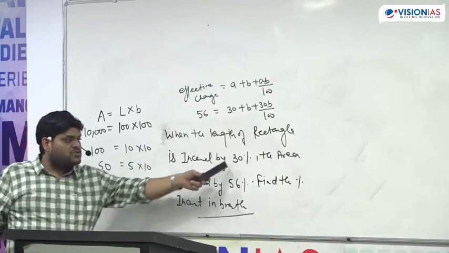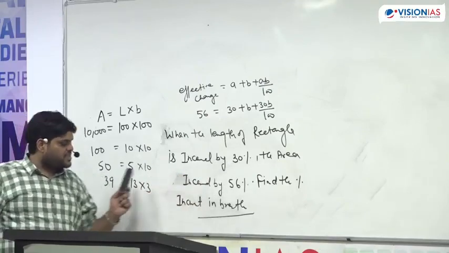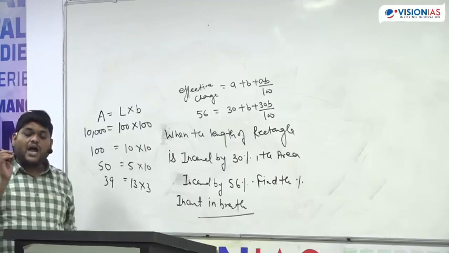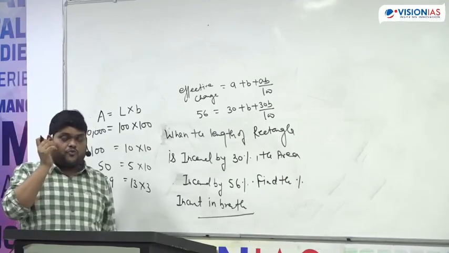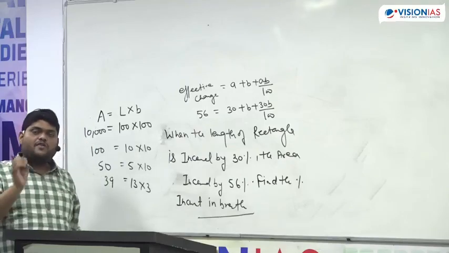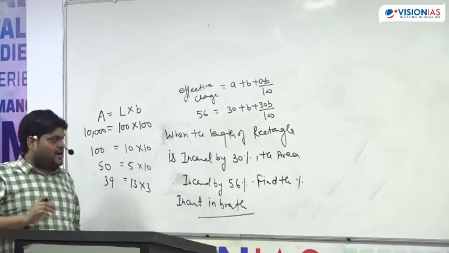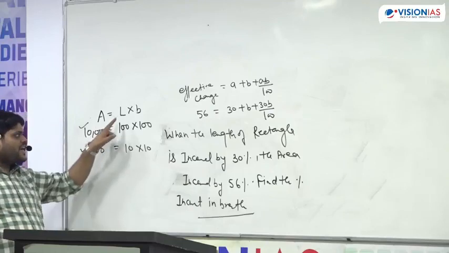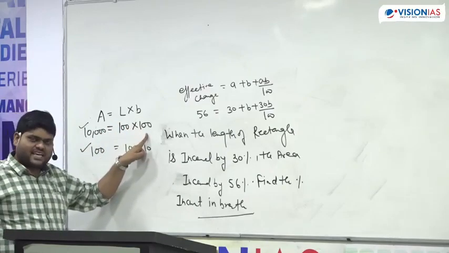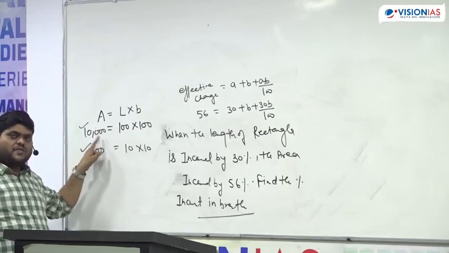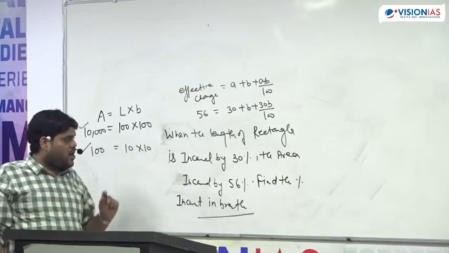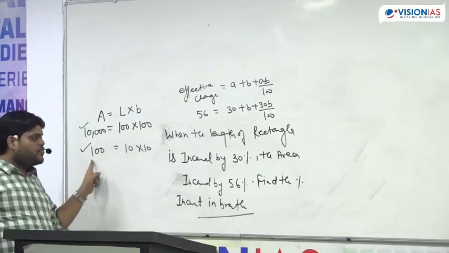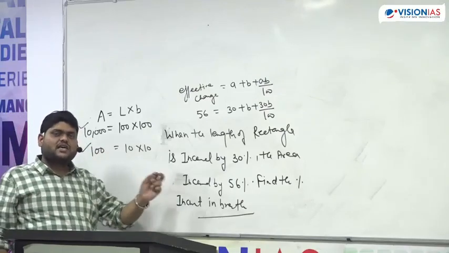But finding 30% of this, finding 56% of this is really difficult. So when you are solving for yourself, we will always try to take the simplest data. So what is the simplest data? These two are the simplest data. Either you can take length as 100, breadth as 100, and the area becomes 10,000. This is an assumption. Or you can take length as 10, breadth as 10, this becomes 100. In both ways or any data, the answer will remain the same.